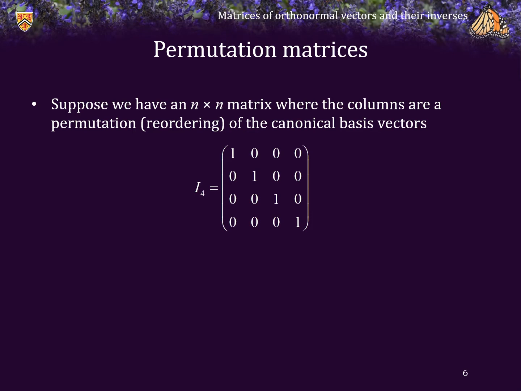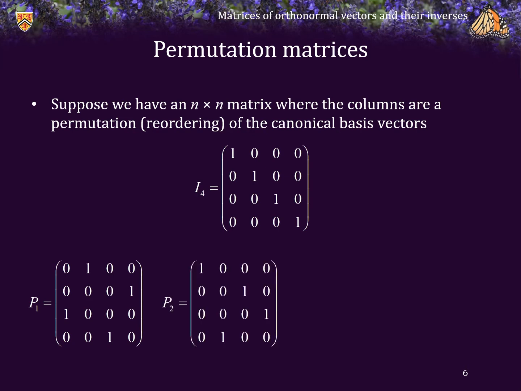Now, suppose that we have an n by n matrix where the columns are a permutation or reordering of the canonical basis vectors. So, for example, here we have a matrix P1. We start with the third canonical basis vector, then the first, then the fourth, then the second. Here's another example, and yet one more. In fact, without dealing with plus or minus 1, if we just consider positive 1, there are n factorial permutation matrices of this form.